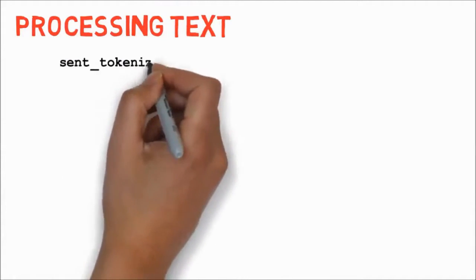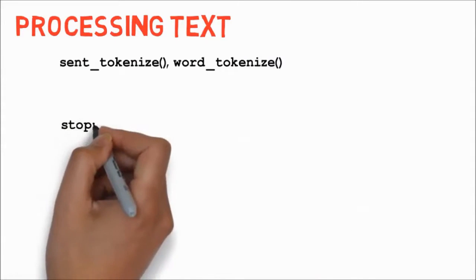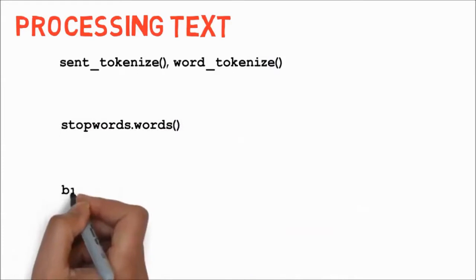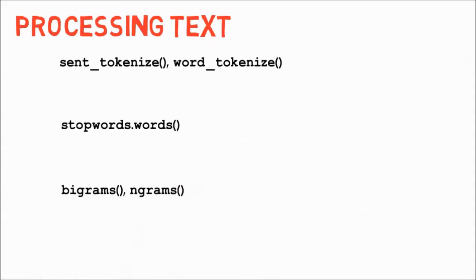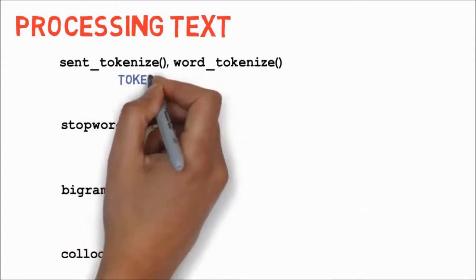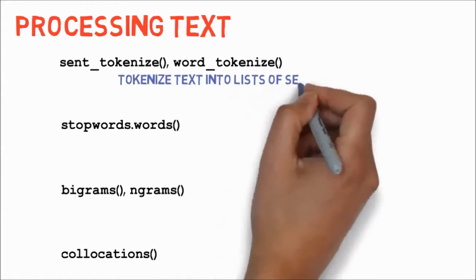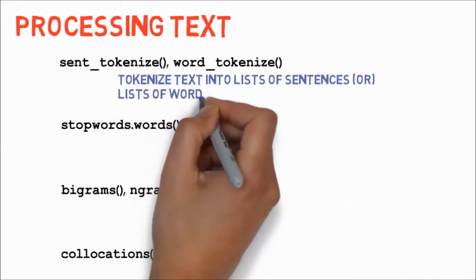Here are a few functions that NLTK provides for processing text. Sent_tokenize and word_tokenize, which, as the function names say, basically help with tokenizing text. Stopwords.words to filter out stop words. Bigrams, n-grams, and collocations. These help us in understanding commonly occurring phrases or groups of words. Now, sent_tokenize and word_tokenize tokenize text into either lists of sentences or lists of words.